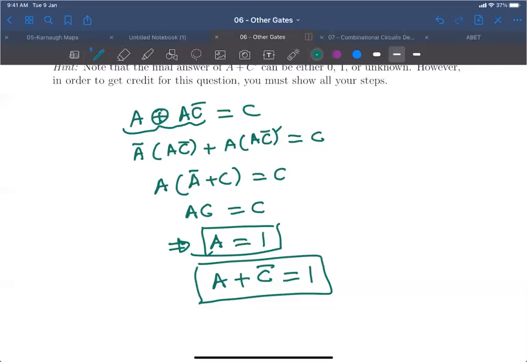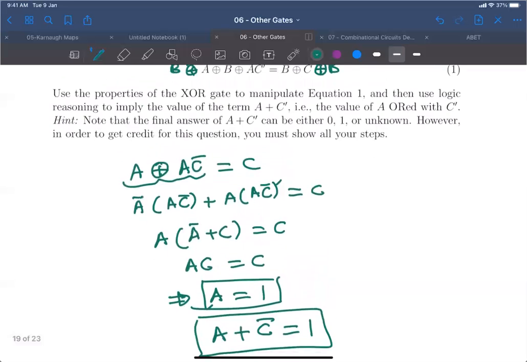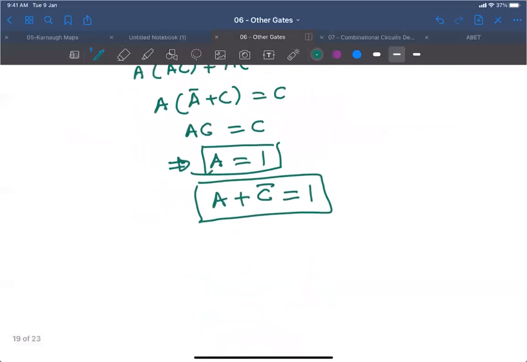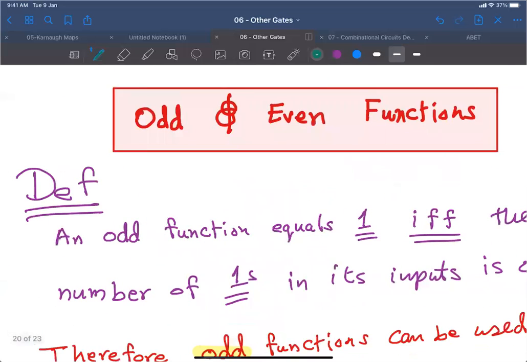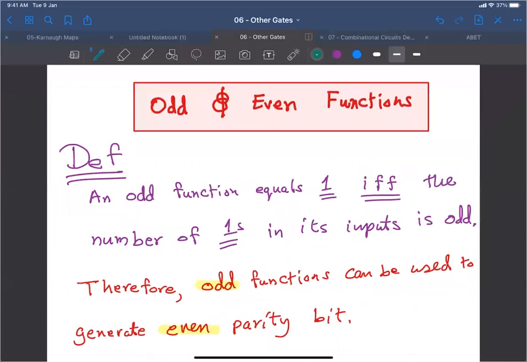Any question about this before we move on? Okay, let me move on. So now, a related problem is the odd and even function. They are very closely related to XOR and XNOR gates. So let's define them first. Define an odd function.